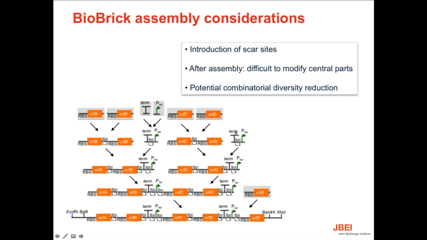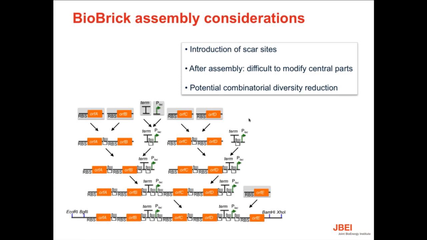The other thing to think about is that it's easy to add things to the ends of BioBricks, but you're stuck with what you have in the middle. It's very difficult to go back and modify pieces in the middle unless you go way back to the beginning. And if you have any combinatorial diversity, say we had lots of different variations of this ORF-D, lots of orthologs, or different RBSs or different terminators, since each of these steps is essentially a cloning step, unless you collect lots and lots of colonies over and over again, you might lose a lot of your combinatorial diversity. So those are some of the considerations.